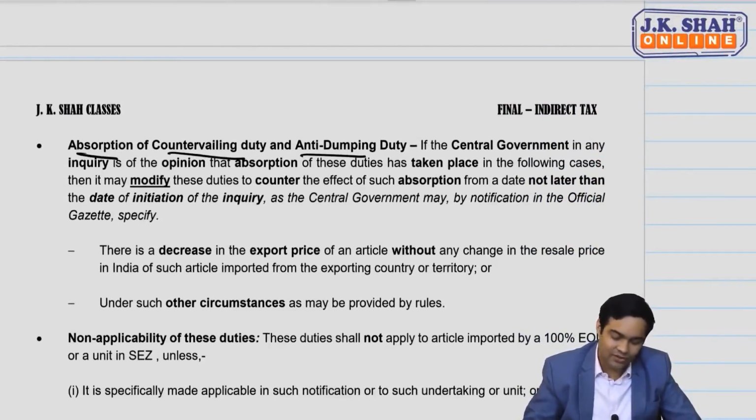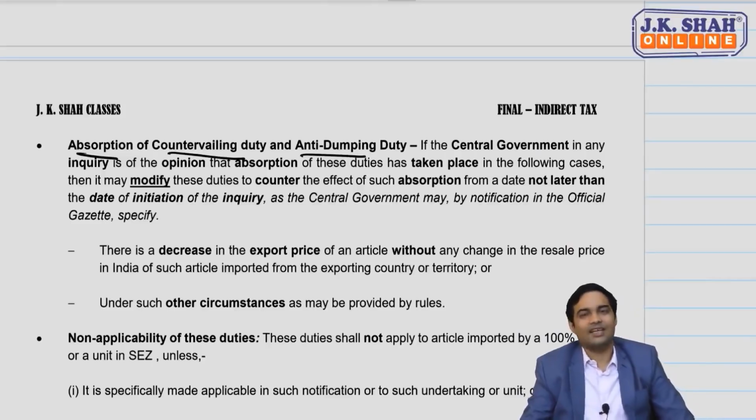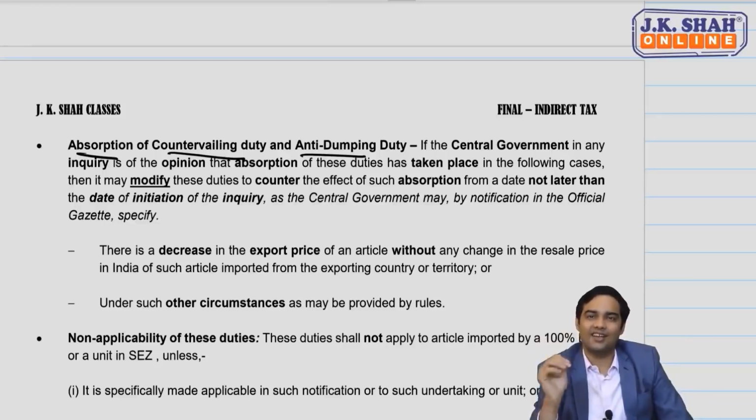Absorption of countervailing duty and anti-dumping duty. Suppose the government has levied anti-dumping duty. The product was being imported for 15 rupees. The Indian fair selling price was 100. The government has the power to impose 85 rupees as anti-dumping duty. 15, 100, 85 anti-dumping duty to make it competitive. What the exporter did, he reduced the price to 5 rupees. Now again, anti-dumping duty is becoming ineffective because the exporter has reduced the 15 rupees price to 5 rupees.